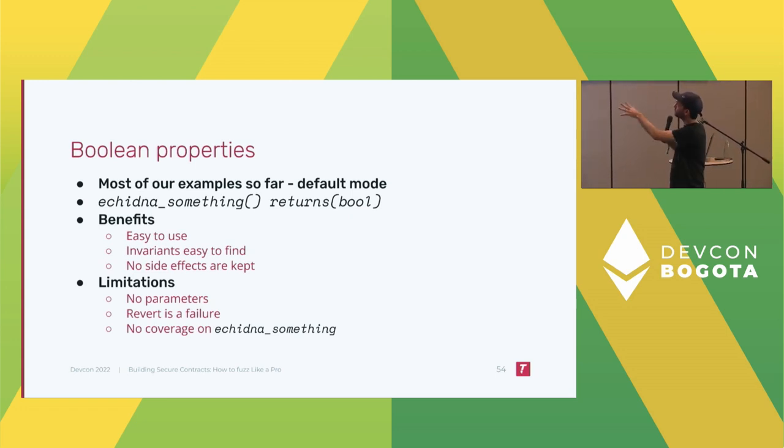Echidna something returnable, a boolean. It's easy to define. No side effects. That is so interesting. When you use boolean properties, all the side effects will be reverted before the execution of the actual invariant, right? But if you're using assert, the side effects, so everything you change in the blockchain, will remain. So this can be really useful for testing some complex code. But yeah, we're not going to.